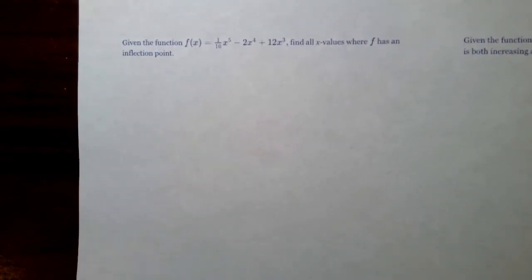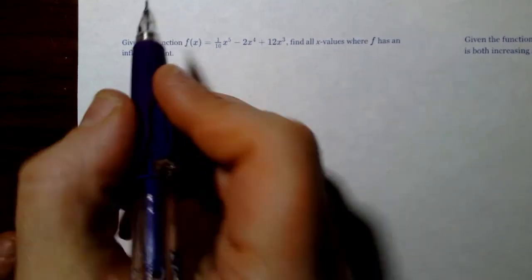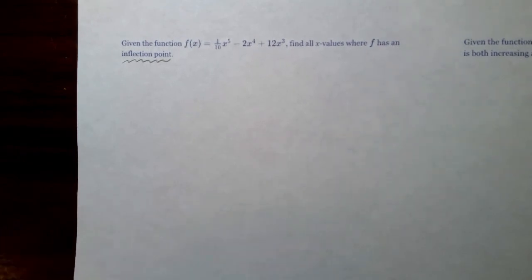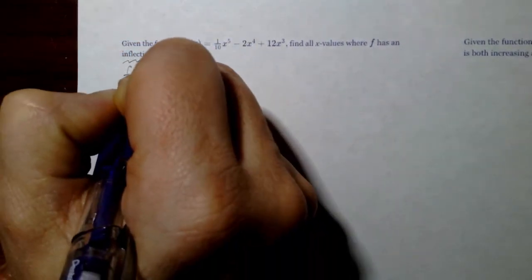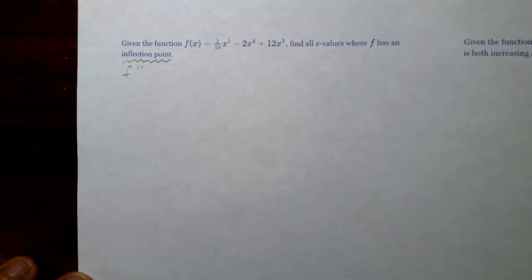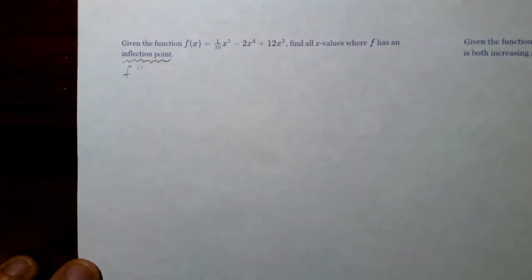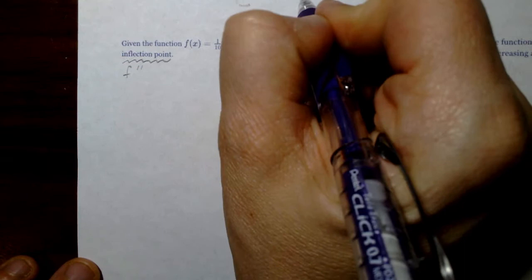All right, next two problems. Given a function, find all the x values where f has an inflection point. So this is a new vocabulary. From the video, inflection points are going to exist relative to f double prime. On the graph of f, so if I'm looking at f's graph, an inflection point is going to occur when we go from concave down to concave up, or from concave up to concave down.